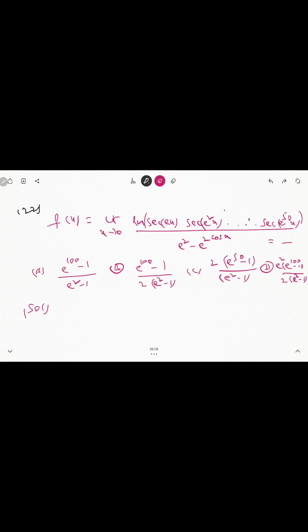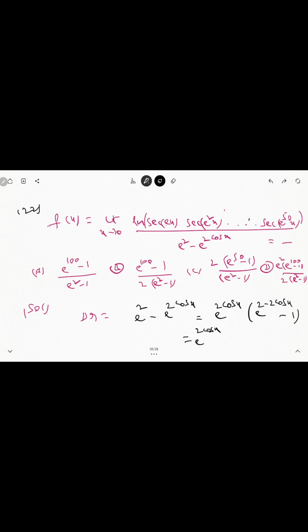So focus on the denominator first. Denominator means e square minus e power 2 cos x. So e power 2 cos x is common. We are having now e power (2 minus 2 cos x) minus 1. Correct or not? So from this e power 0, suppose if you put 0 here, no problem. If you apply limit, e power 0 is 1 only. So it looks like e power theta minus 1.